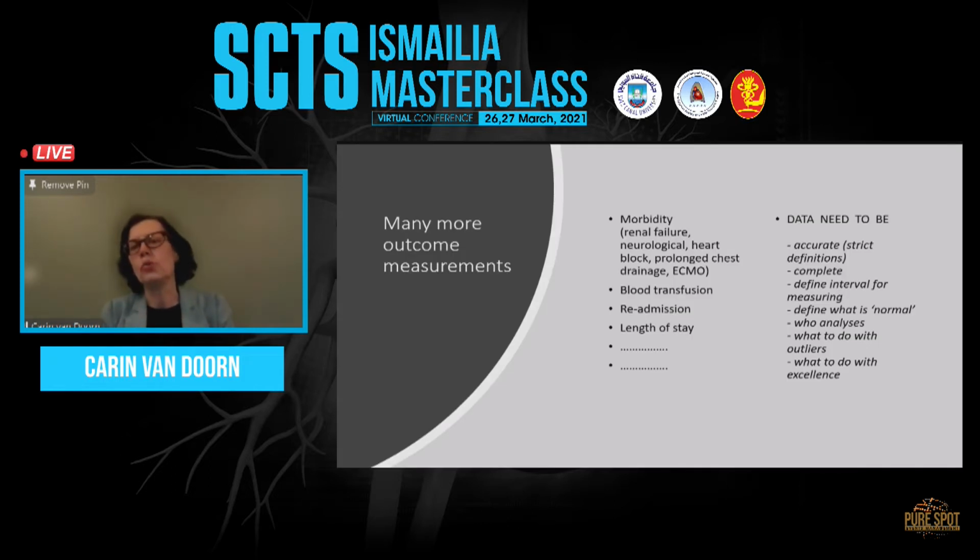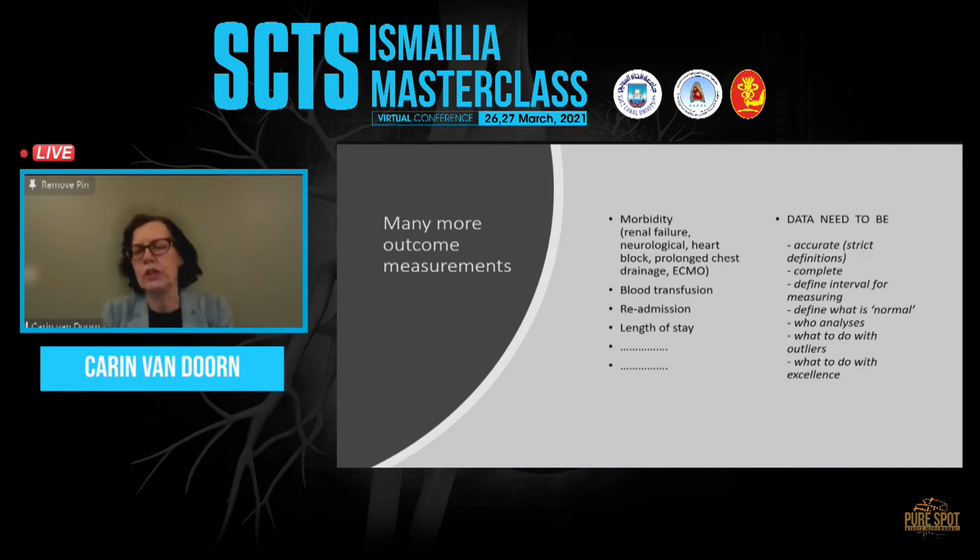So there are a lot more outcome measurements that can be used. We can measure morbidity, and in the UK audit, we now measure renal failure, neurological deficit, heart block, prolonged chest drainage, and ECMO. There are other audits you can think of: blood transfusion, readmission. Essentially, there are many, many elements of the patient pathway that can be measured.